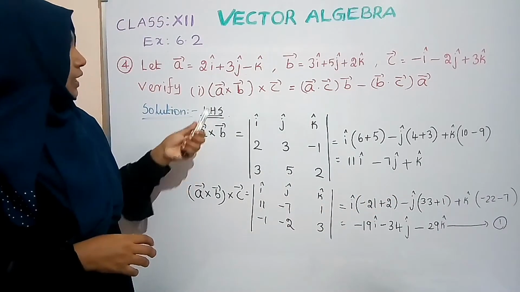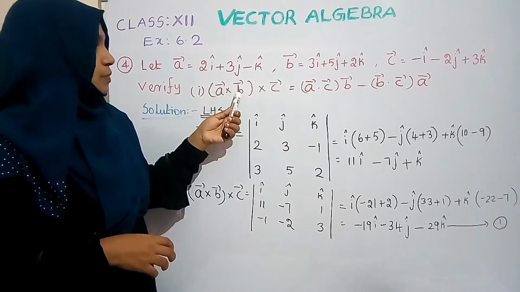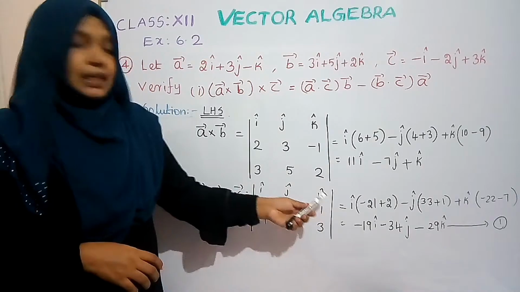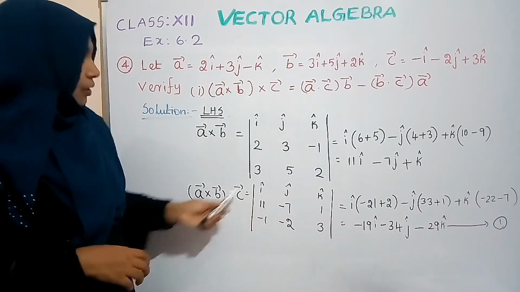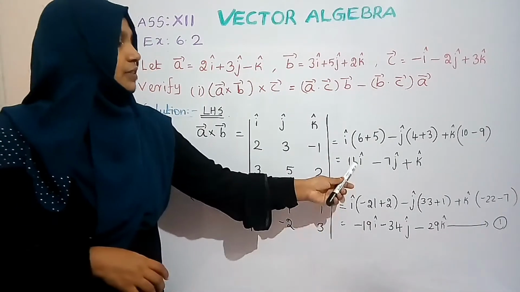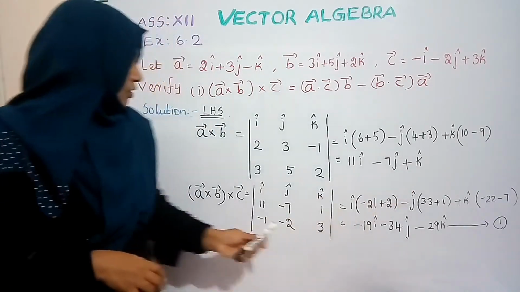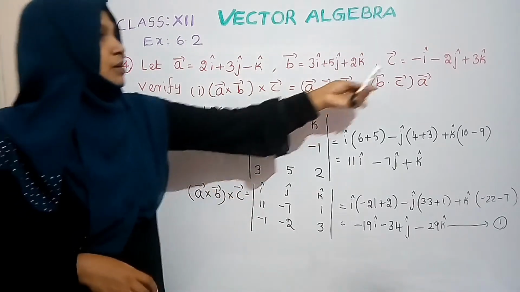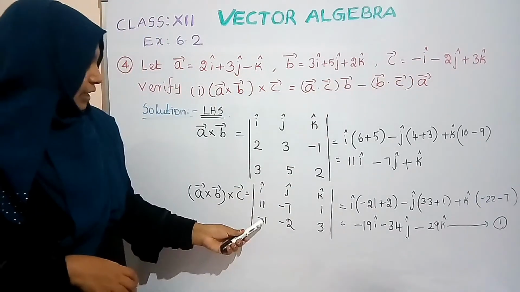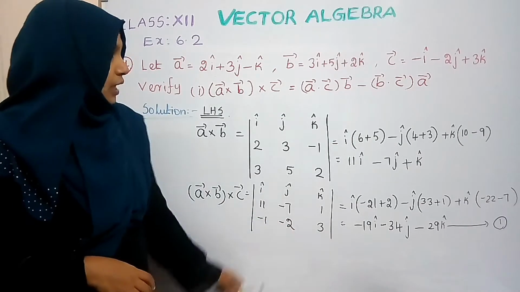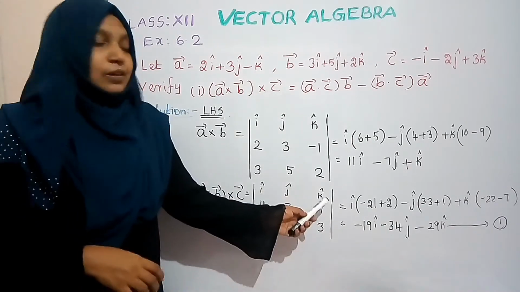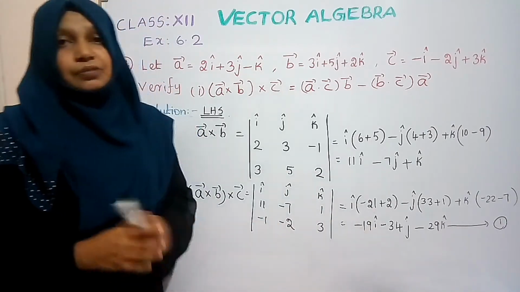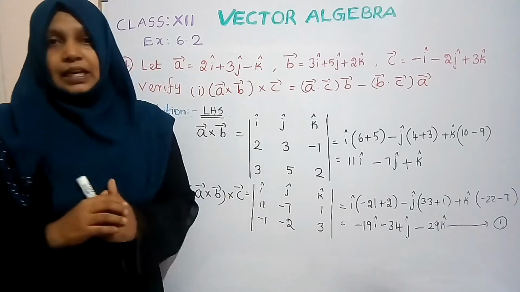Once again we calculate A vector cross B vector, again cross C vector. First row as usual i cap, j cap, k cap, and the second row is the answer of A vector cross B vector, which is 11, minus 7 and 1. The third row is the components of C vector, which is minus 1, minus 2, 3. After that, again expand along the first row. We get minus 19 i cap, minus 34 j cap and minus 29 k cap.